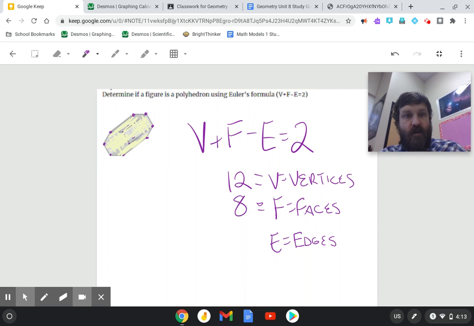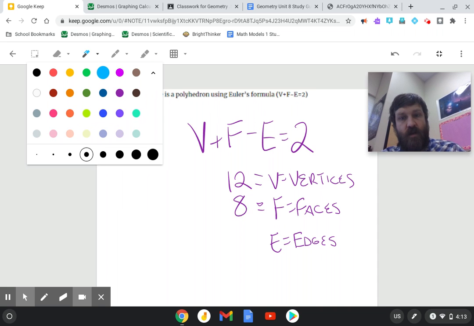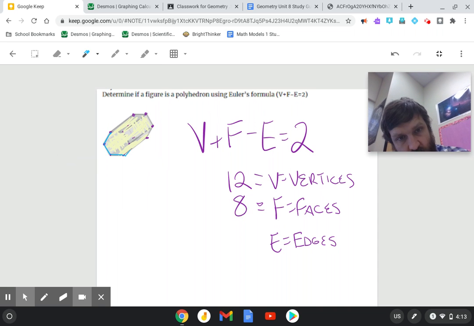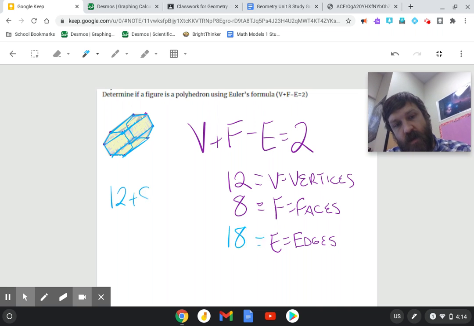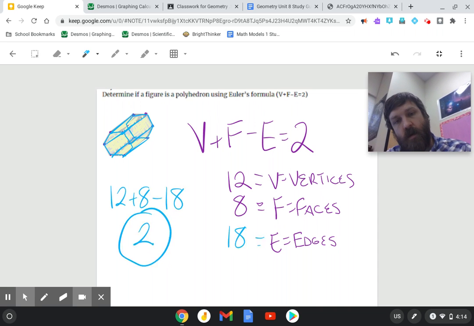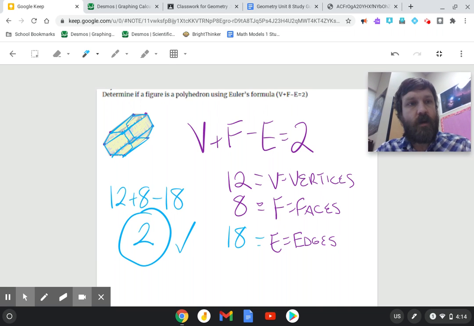8 faces. And then, of course, when it comes to the edges, I have 1, 2, 3, 4, 5, 6, 7, 8, 9, 10, 11, 12, 13, 14, 15, 16, 17, 18 edges. And if I put all of that into the formula and I do 12 plus 8 minus 18, I get 2. And so then therefore this is a polyhedron. And that's how you're going to be doing this on the test.